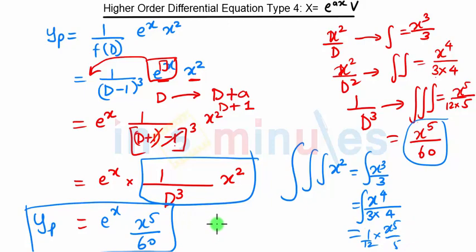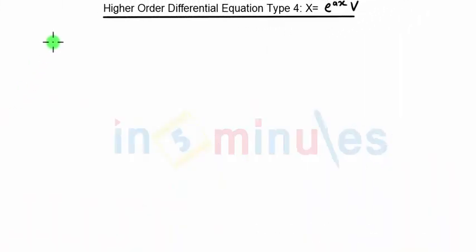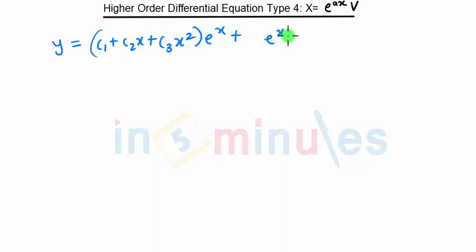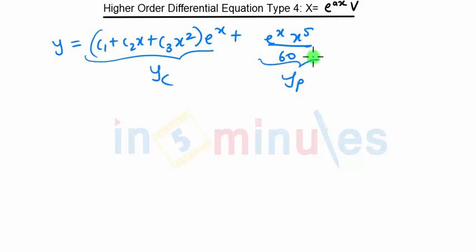Then our final solution will be given by y equal to yc plus yp, which is equal to (c1 plus c2 x plus c3 x square) into e raised to x plus e raised to x into x raised to 5 upon 60. So this is our yc and this is our yp. This is how we solve the problem on higher order differential equations type 4.